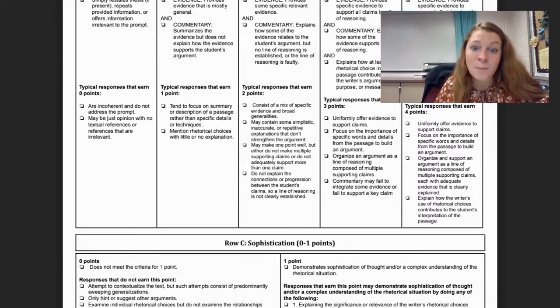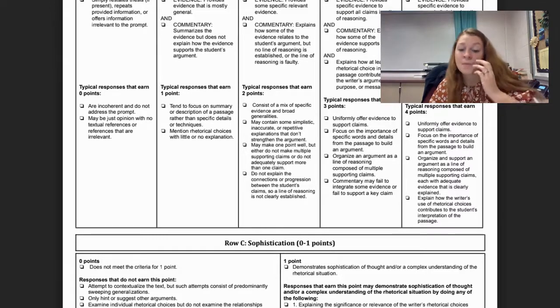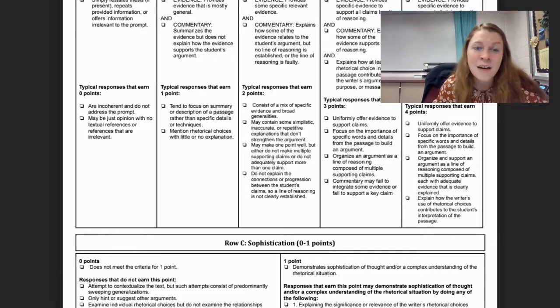You might make just one point really well, but then the rest don't really come together. And then lastly, they do not explain the connections or progression through the student's claims. So this is adequate. It's okay if you get 2 points here, but we are really striving to be effective. That's why we are trying to broaden our sentence patterns, broaden our vocabulary, so that way we don't come off as simplistic.